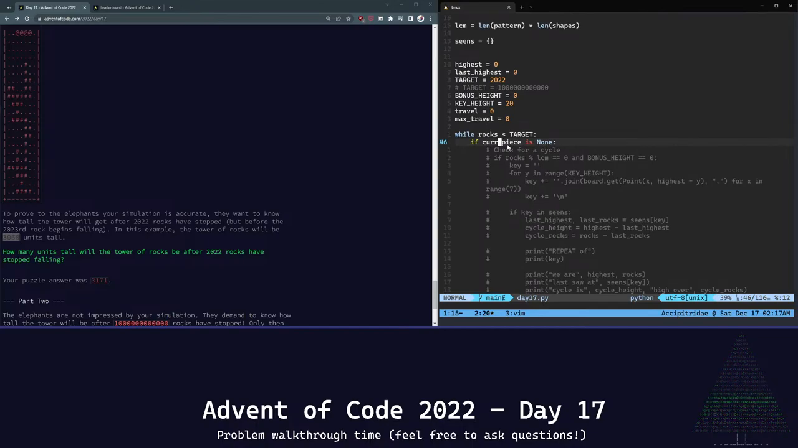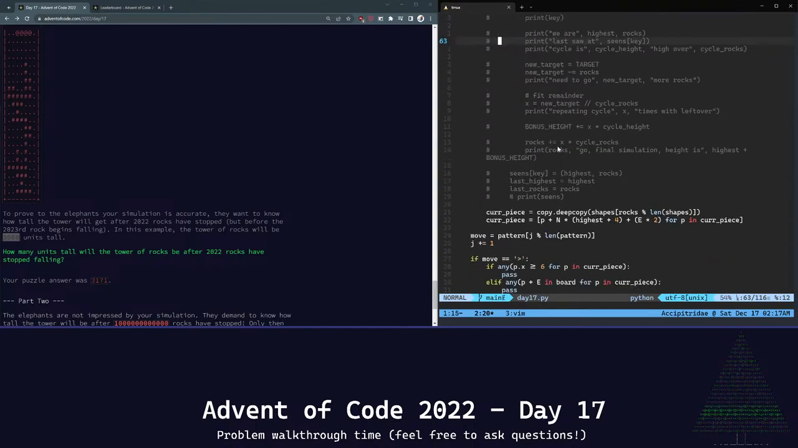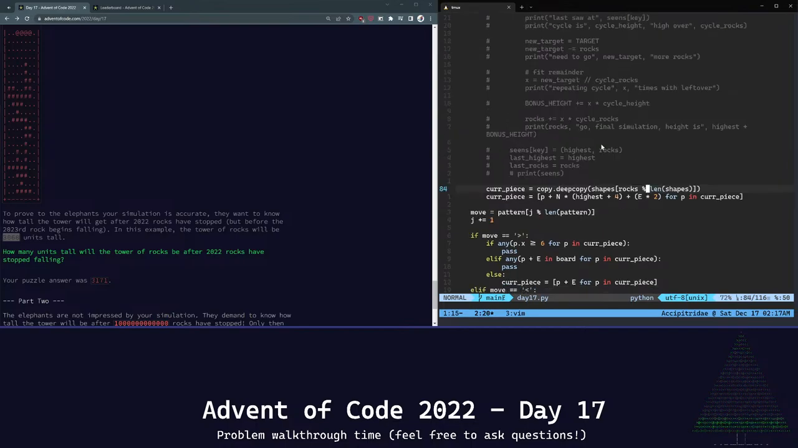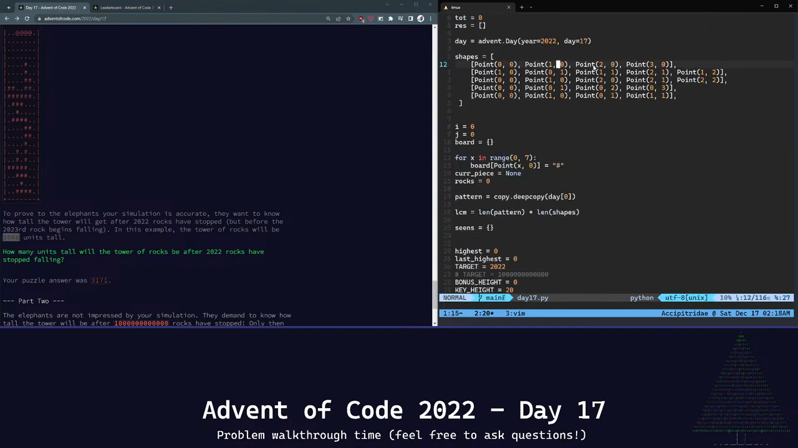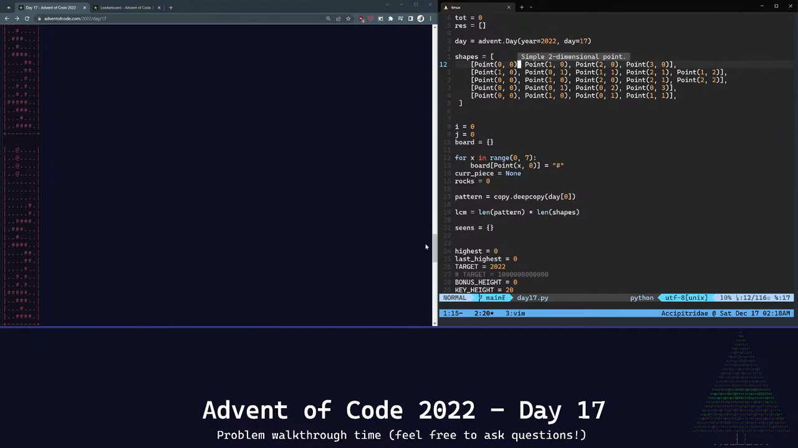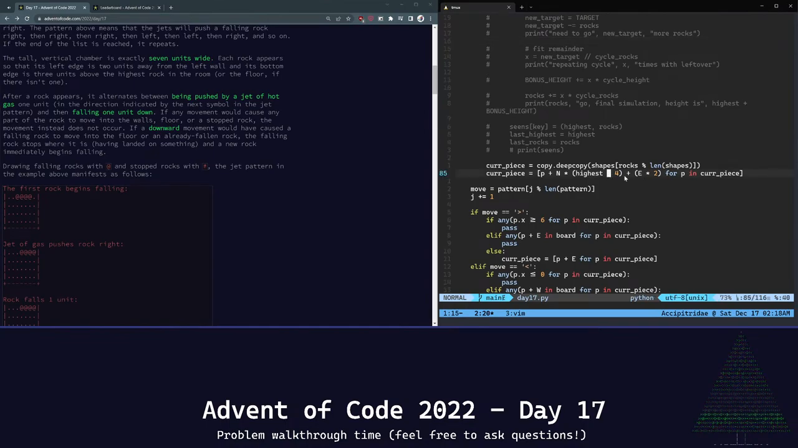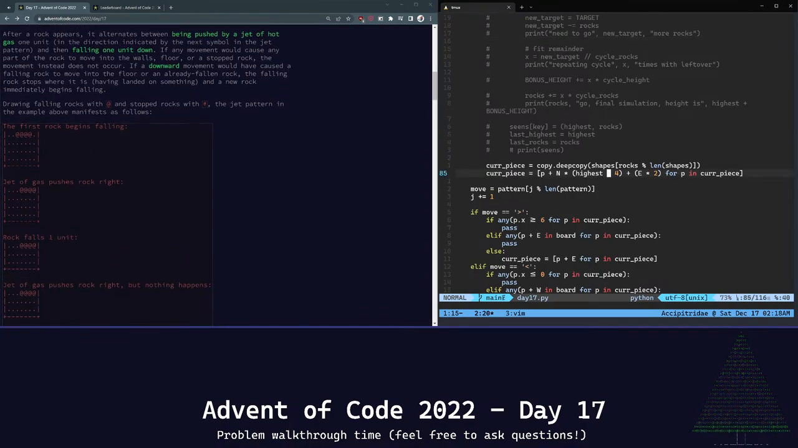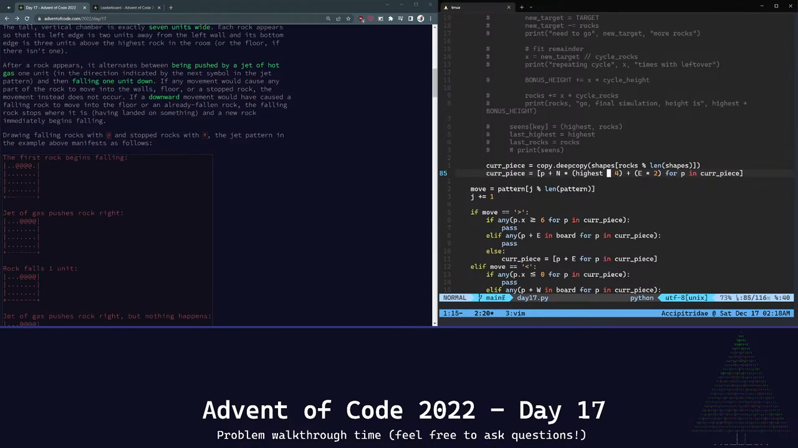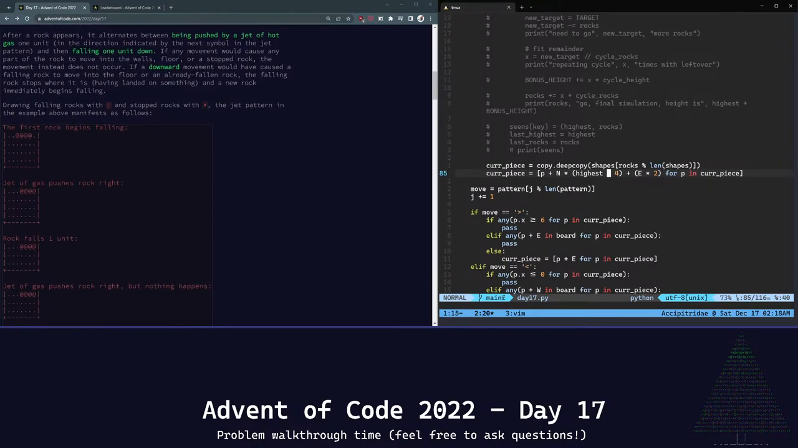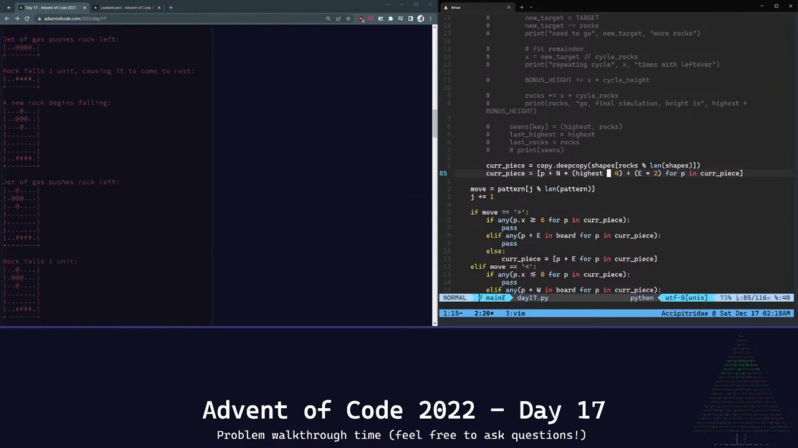And so if I see that there's no piece falling, I will make a new rock, which I'll grab from this array. You keep track of which rock is the next one to fall, and I'm going to grab them. I'm going to represent the rock pretty dumbly as a list of either 4 or 5 points. And then I'll say that's the current rock. Then you have to offset it and position it correctly in the tunnel. And so the rules say it starts 3 above the highest rock that's here.